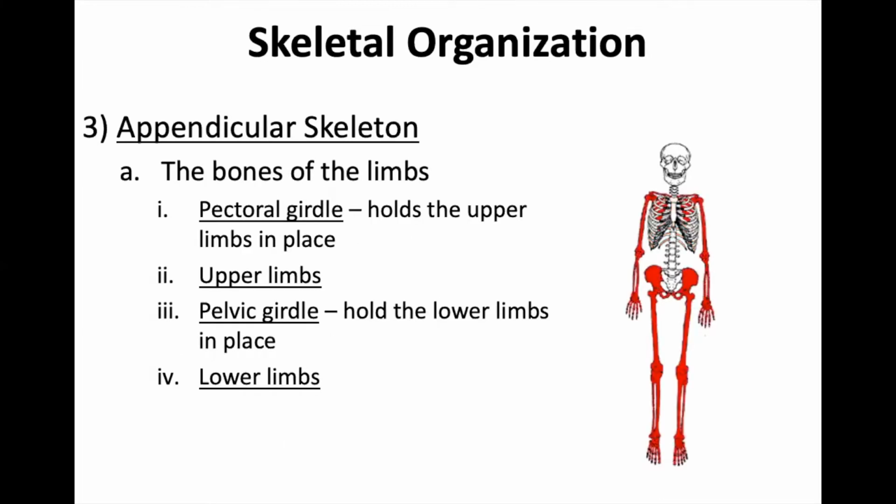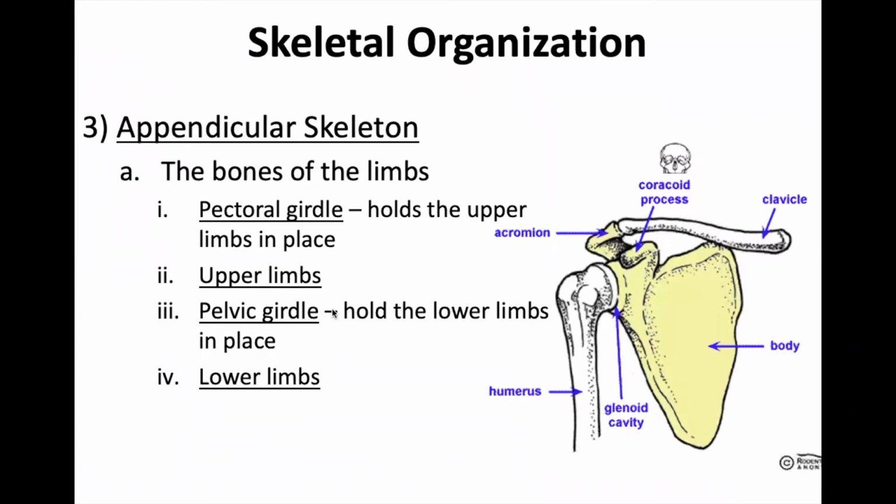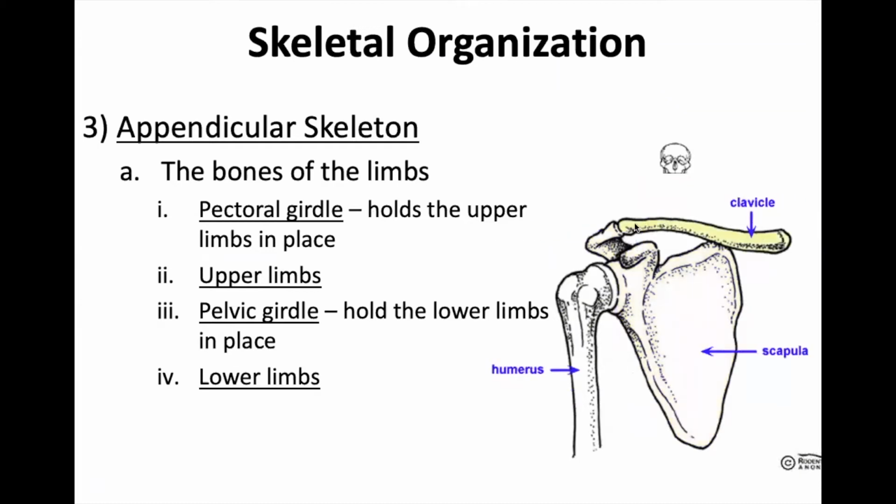Appendicular skeleton, the bones of the appendages. Starting at the top, we got what's called the pectoral girdle. Holds the upper limbs in place. Your pectoral girdle is made, that's hard to say, isn't it? Pectoral girdle. It is made up of two bones. This one here lit up in yellow, you know as your shoulder blade. It's actually known better as your scapula in science. And then this bone going across the top, you know it as your collarbone, is actually called the clavicle.